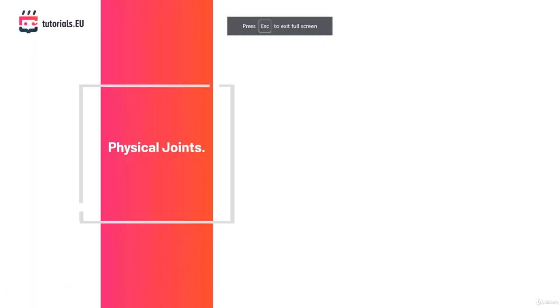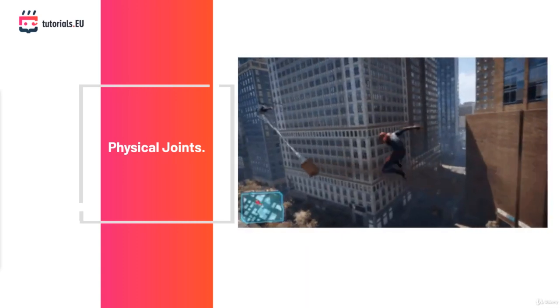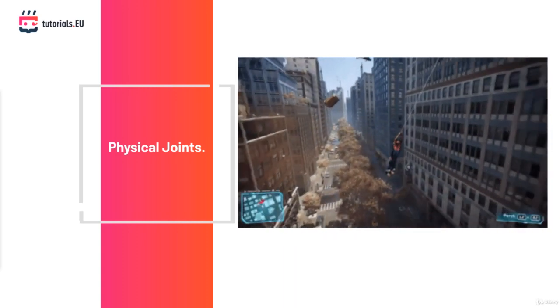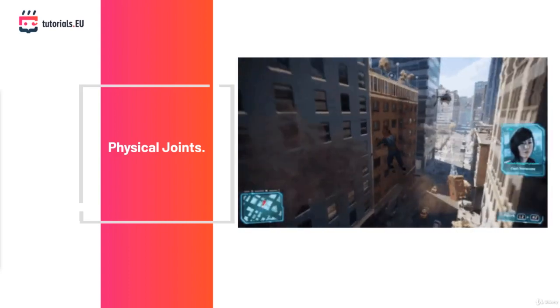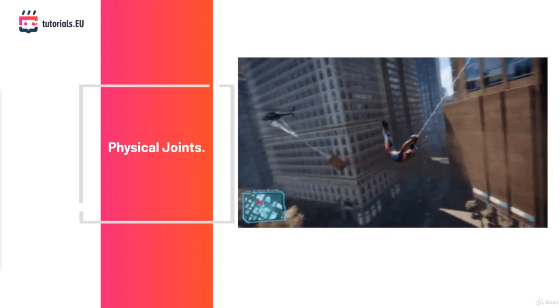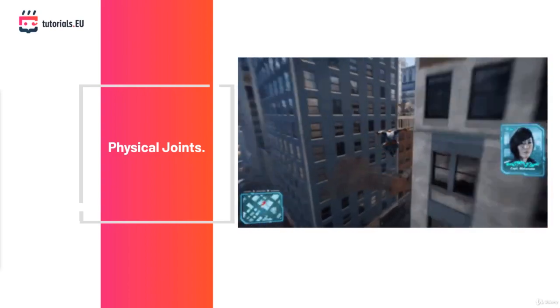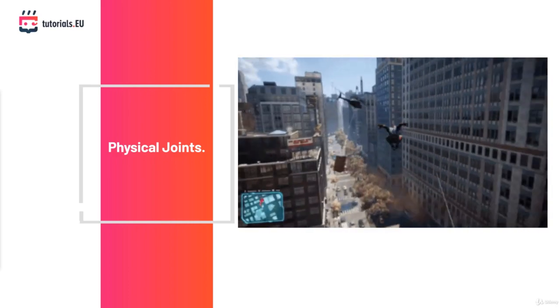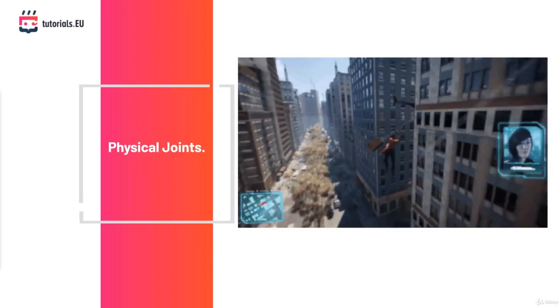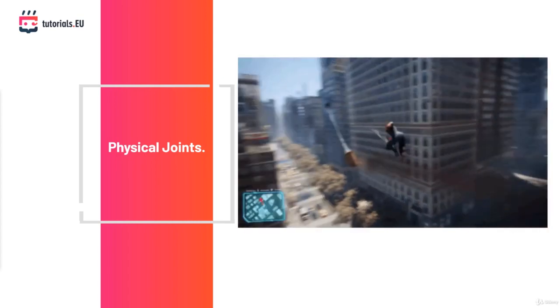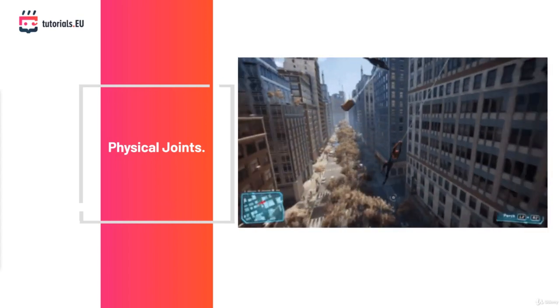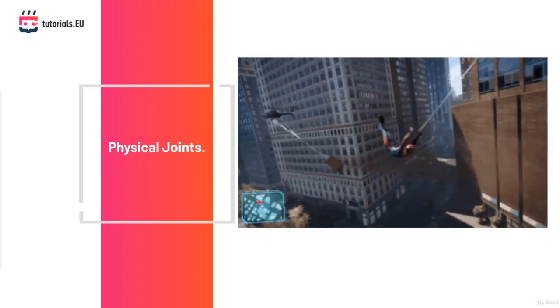All right, so let's look at physical joints. A joint is a component that connects a rigid body to another rigid body or a fixed point in space. Joints can be used to create a variety of interesting game mechanics that are physics-based, like Spider-Man here, for example. So in this example, Spider-Man's rigid body gets connected to a fixed point in space, like a building, while swinging. And the helicopter in front of him has a box that is connected to it. So the helicopter is using a joint as well. So let's go ahead and look at how we can implement it in our game.